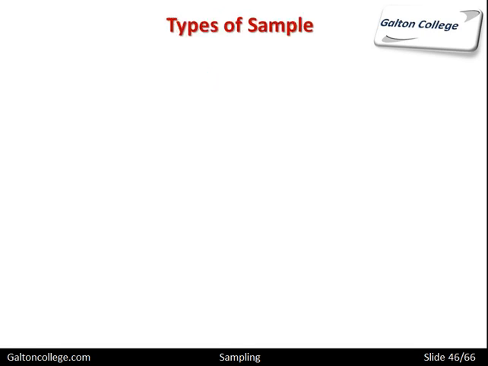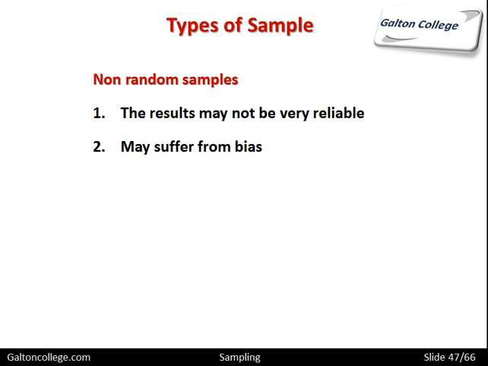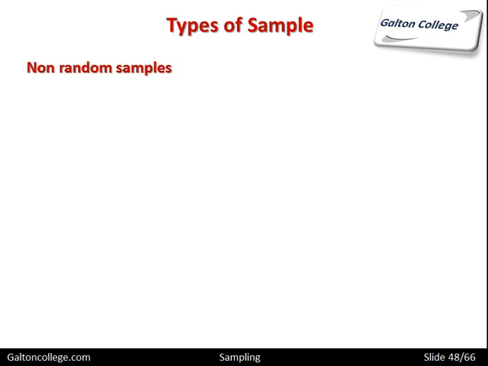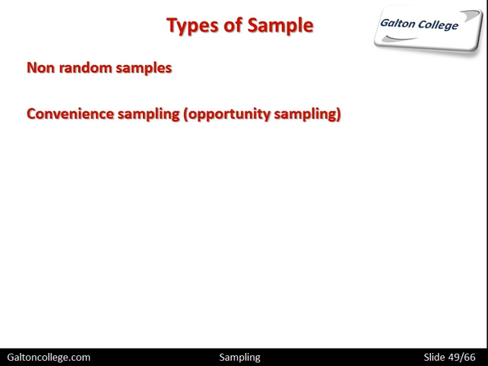Now let's look at the types of sample. Well, we have non-random samples. The results may not be very reliable and they may suffer from bias. So non-random samples, well, convenience sampling is an example of this. Opportunity sampling, it's sometimes called. These are very unreliable and very biased.